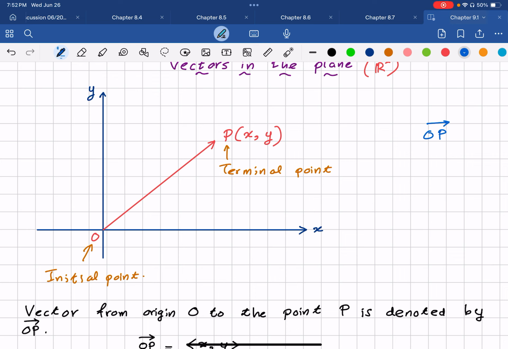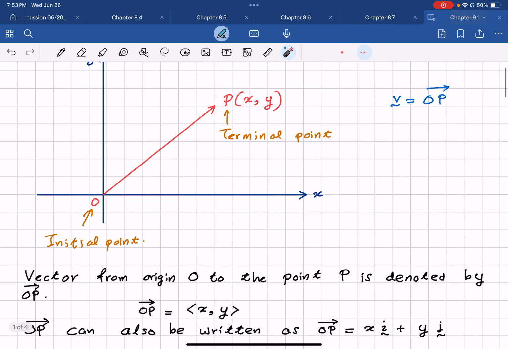Sometimes we use simple letters to denote vectors. For example, you can say the vector a is OP, or you can say vector v is OP. You can use simple letters to denote vectors and we underline those simple letters to denote that it is a vector. Okay, right.